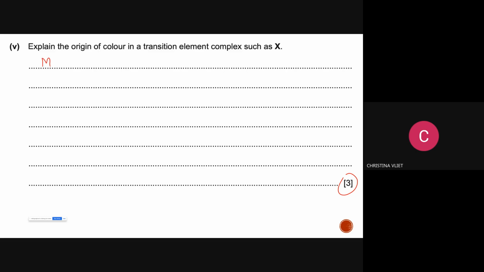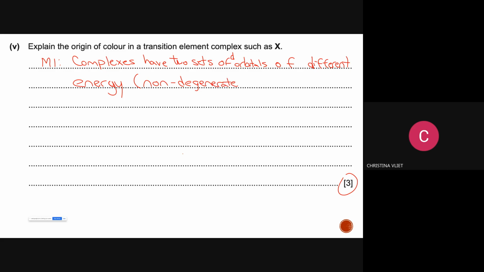So, mark 1. I'm going to write it like this just so you know this is how they awarded the marks. Complexes have 2 sets of d orbitals that have different energy. Instead of saying that, you could say non-degenerate d orbitals like you did. So complexes have 2 sets of d orbitals that don't have the same energy. And I'm going to put in parentheses: instead of writing different energy, you could write non-degenerate orbitals. So that's the first mark out of the 3.